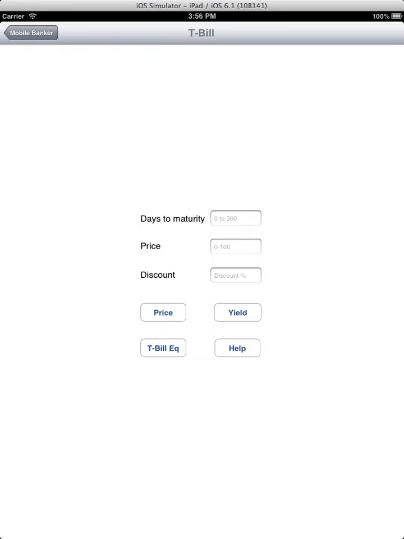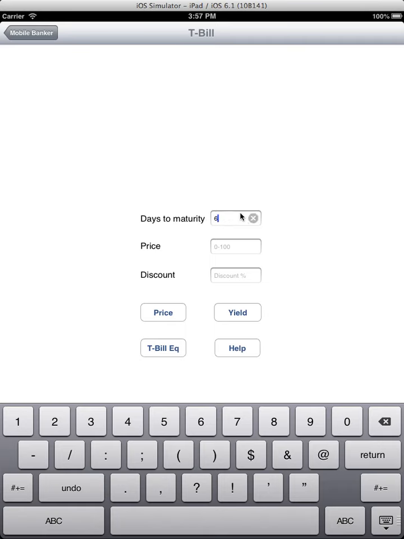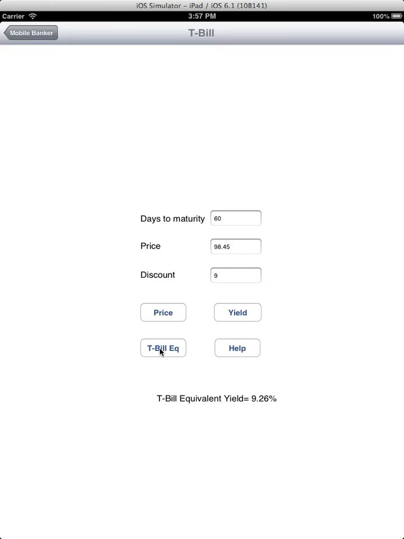Hello and welcome to the T-bill iPhone and iPad application by Business Compass LLC. This application calculates price, yield, and T-bill equivalent bond yield. Let us say the days to maturity is 60 and the price is 98.45 and the discount rate is 0. We would like to find out the T-bill equivalent.